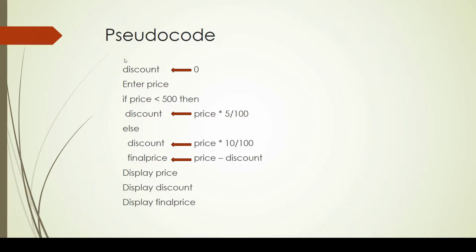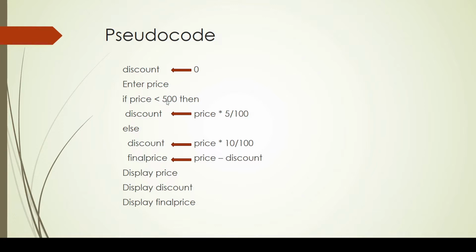Right, so I wrote a pseudocode for you, and I've created a variable called discount, and I've initialized it to 0. It's good programming practice to initialize a variable to 0. I enter the price. I tested my condition if the price is less than 500, and in my condition I used my variable price and I checked if price is less than 500.